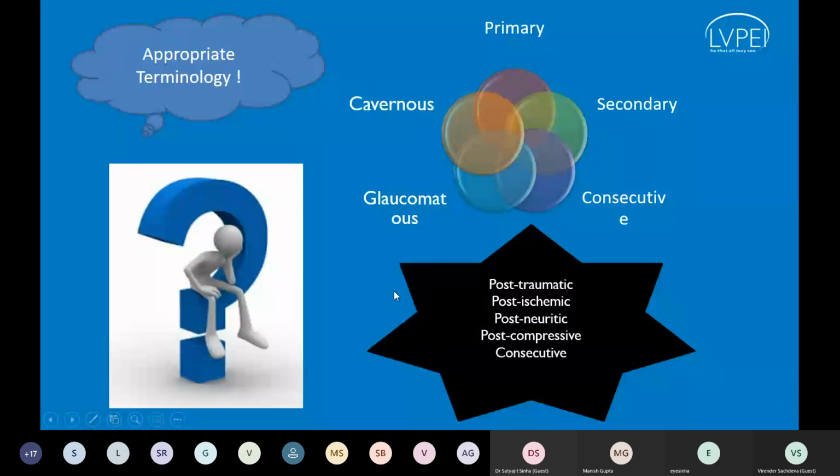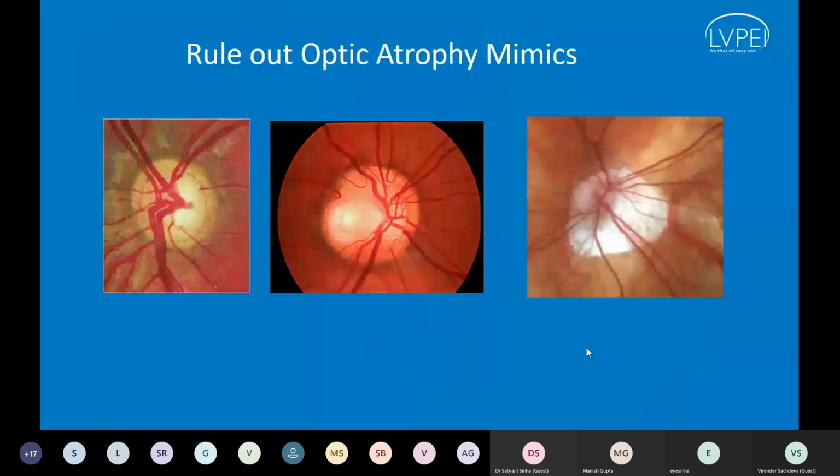So what many people propose is that it's better to classify according to the underlying etiology. You can classify as traumatic and non-traumatic. The traumatic will be called post-traumatic. The non-traumatic ones can be post-ischemic, post-neuritic, post-compressive, and consecutive optic atrophies, which are common examples. And of course, there is glaucomatous optic atrophy. When you see a patient with optic atrophy, keep in mind that it could be just an optic atrophy mimic, and it's not necessary that this patient actually has optic atrophy alone.